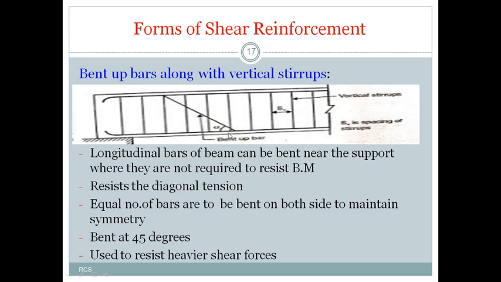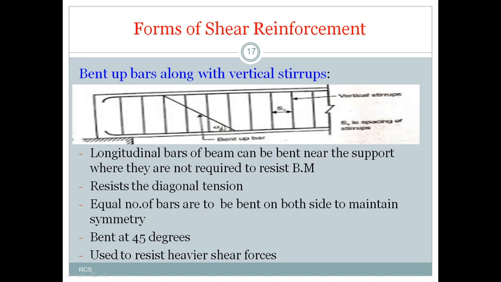This longitudinal bar of the beam will be bent near the support, as we know that diagonal cracks occur at the supports, where there is maximum shear force and bending moment is 0. So there is no bending moment here, or only the minimum. That's why this portion of the bar is used for restricting shear, not bending moment, because at the support bending moment is 0 and shear is maximum. So these bars are bent up at the supports, and they restrict the diagonal tension.